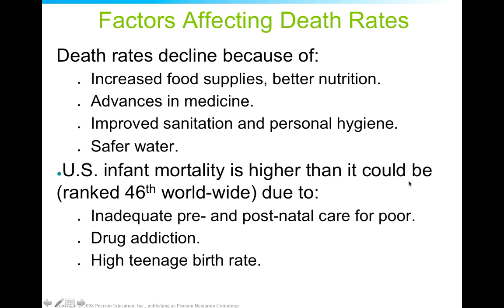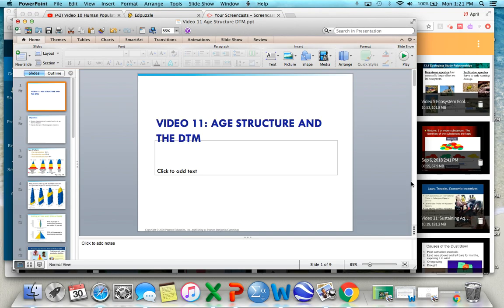The U.S. infant mortality rate is still actually higher because we don't have adequate pre- and postnatal care for people living in poverty. We also struggle with drug addiction in this country. People are very strongly addicted to opioids, and if you are addicted to opioids, you're more likely to have a child die when you are trying to give birth. We also have a pretty high teenage birth rate in this country for a bunch of different reasons, and the younger people are, the more likely they are to experience infant mortality.